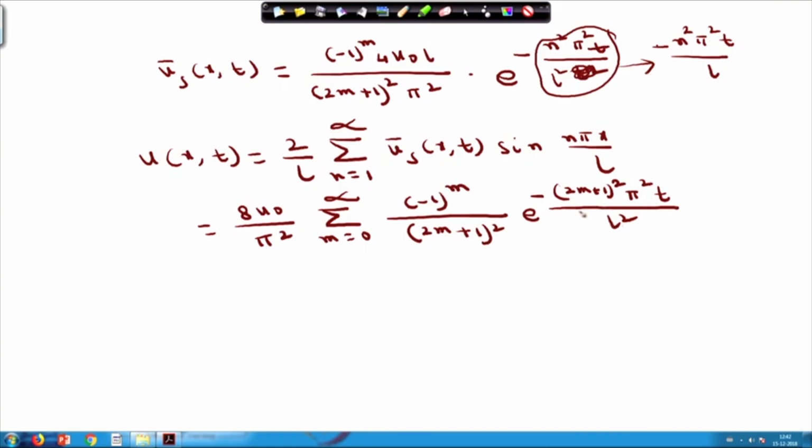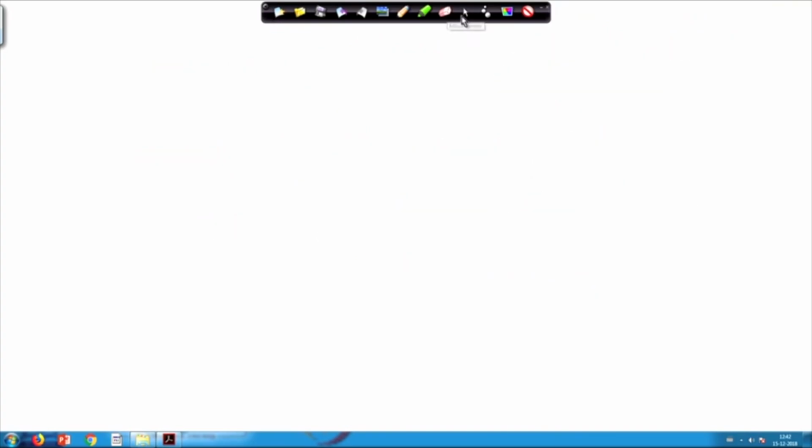So, it will be minus twice m plus 1 whole square into pi square into t divided by L square, into this sine term will come, that is sine of twice m plus 1 by L into n, I am replacing this into the pi x. So, this is the solution of u x t. So, let us see quickly.